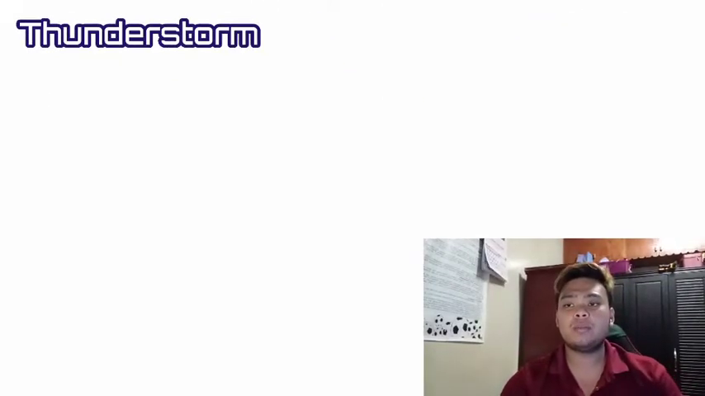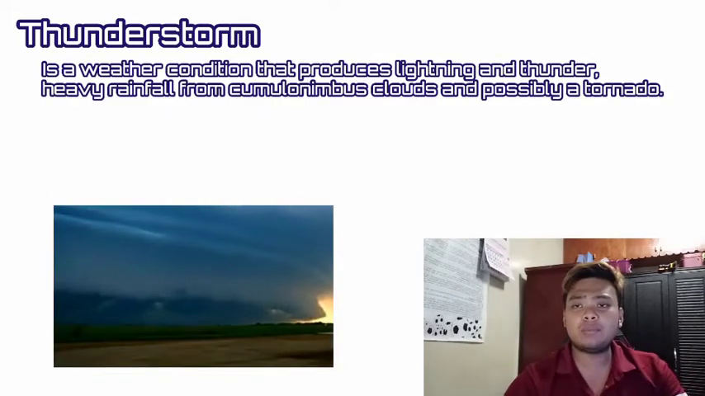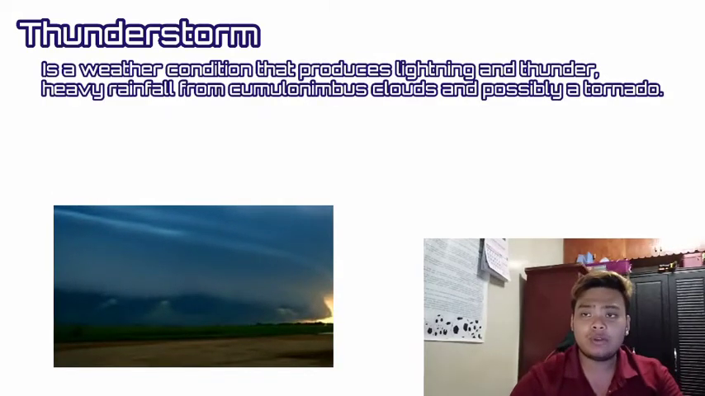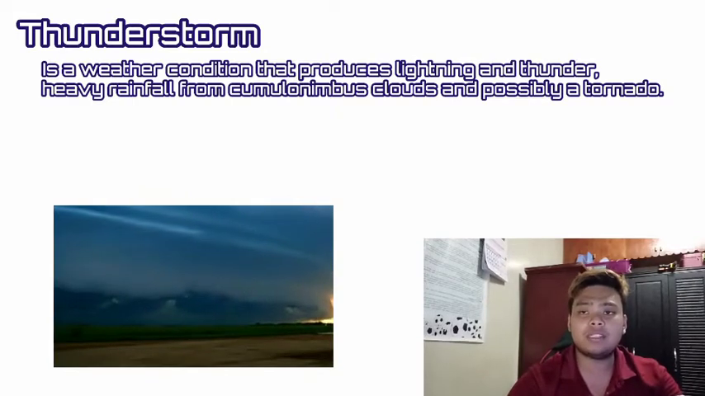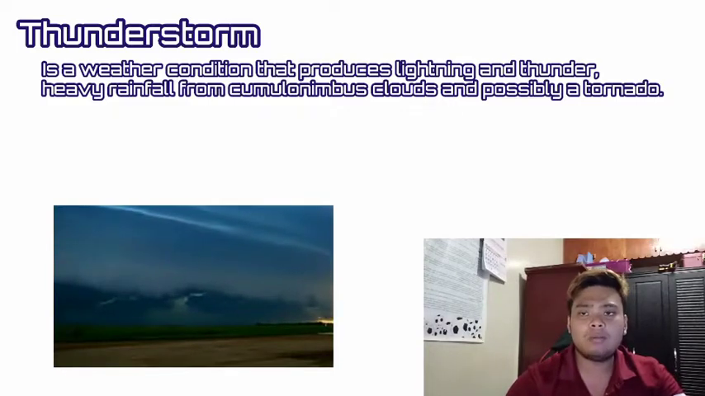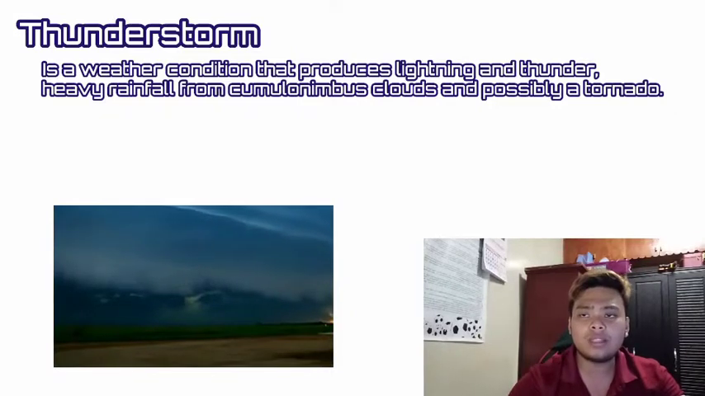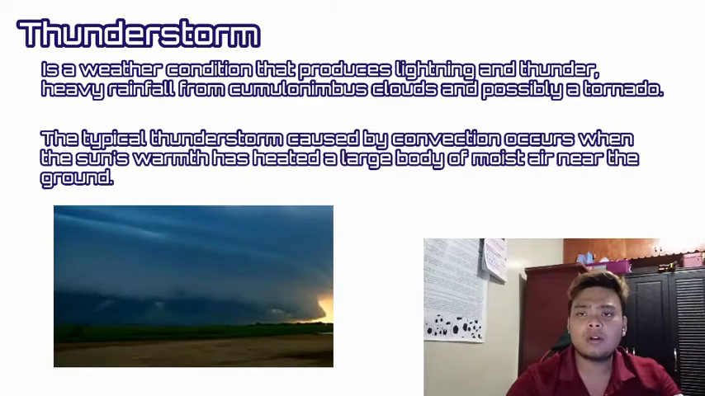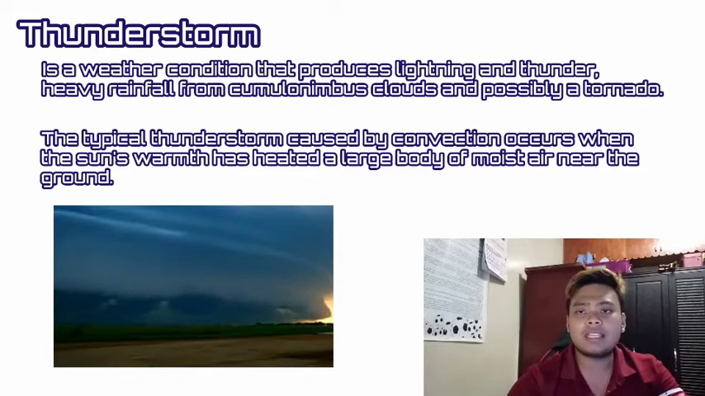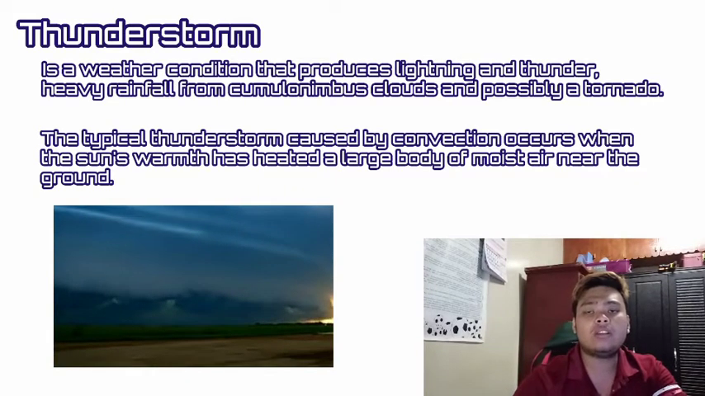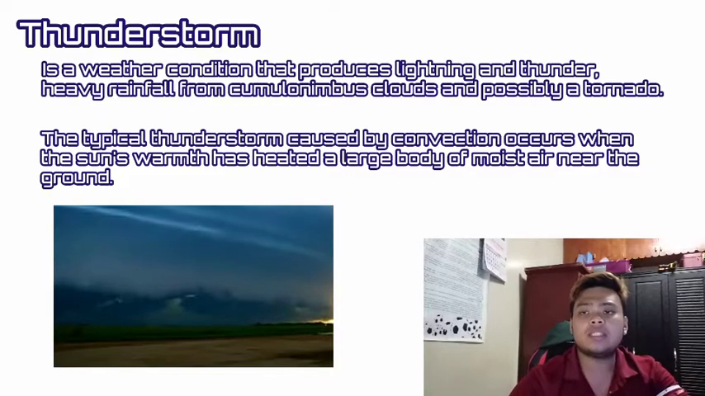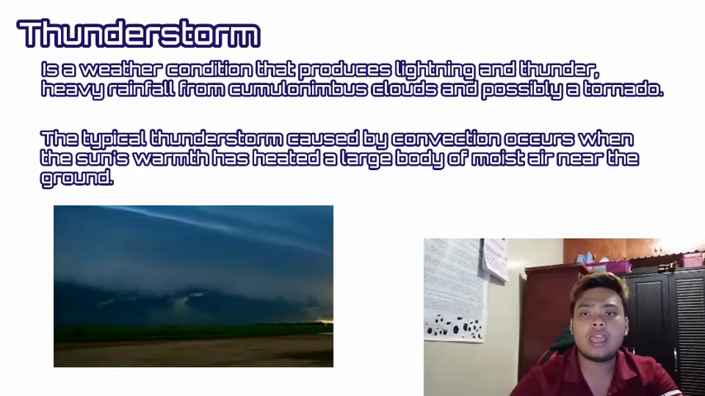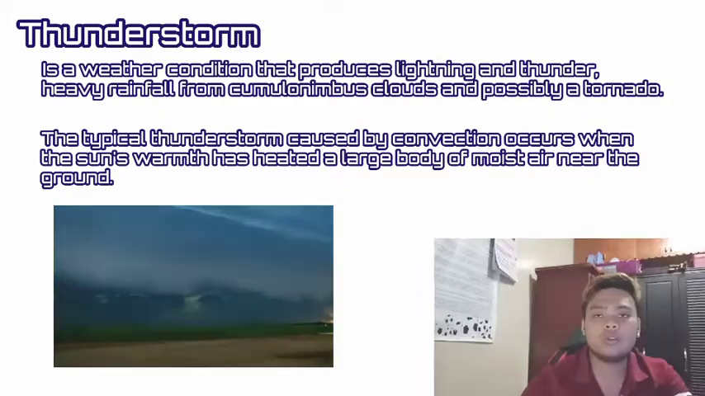Next is the thunderstorm. A thunderstorm is a weather condition that produces lightning and thunder, heavy rainfall from cumulonimbus clouds, and possibly a tornado. It is a violent local disturbance accompanied by lightning, thunder, heavy rain, and often a strong gust of wind. The typical thunderstorm caused by convection occurs when the sun's warmth heats a large body of moist air near the ground. This air rises, called expansion, and condenses the water vapor present in the air, forming a cumulus cloud.